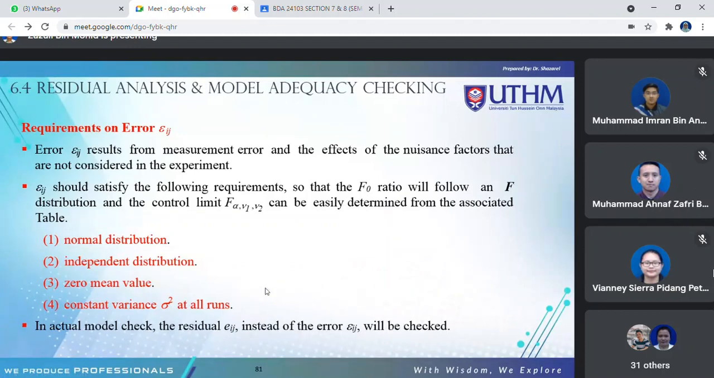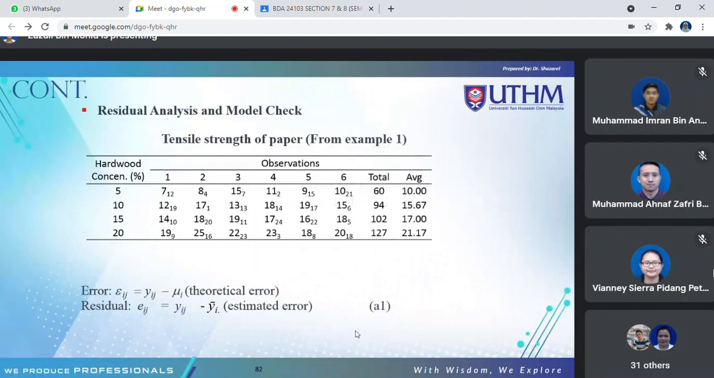In actual model check, the residual Eij instead of error epsilon ij will be checked. The one is E for the residual, the other one is epsilon ij. We refer back to the data given from the previous sample. We have the average, we have the total average, and then we have to calculate epsilon ij, the theoretical error. And we have the residual error, which is the estimated error. The formula is shown in equation A1.